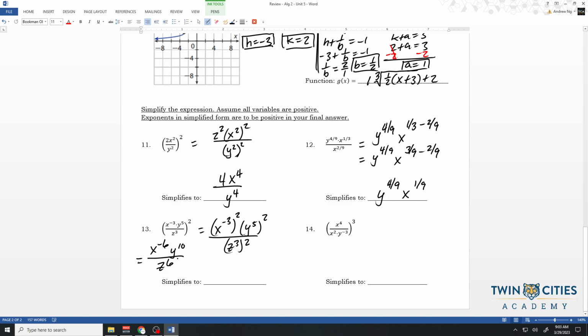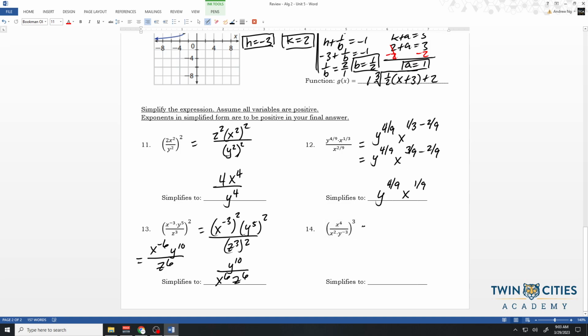All right, lastly, if I've got something to a negative power, I can just bring it to the bottom or bring it to the top, whichever is the opposite of where it is. Here it's on the top, so I'm going to bring it to the bottom, and I'm going to make that power positive. So this will be y to the 10th over, the bottom part will read x to the positive 6, and then z to the 6th.